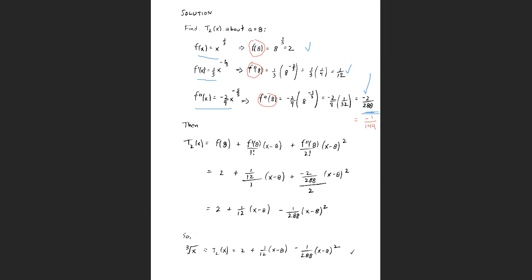So I constructed it here. T sub 2, the second degree Taylor polynomial, will equal, in the end, 2 plus 1/12 times x minus 8 minus 1 over 288 times x minus 8 squared. Please let me know if you have any questions. I'm going to just give you a moment to copy that.